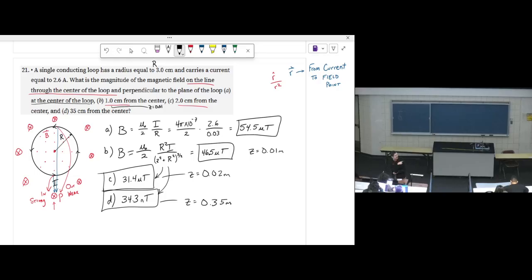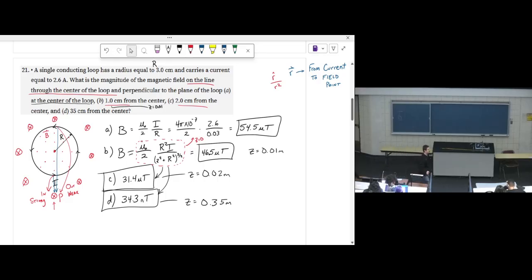There are additional components to the radius that we're considering in part B. What would be a good exercise is to convince yourself that these two equations are the same when Z is equal to 0. Right? Oh, it is, yeah. It's the same. When you're in the center of the loop, Z is 0.